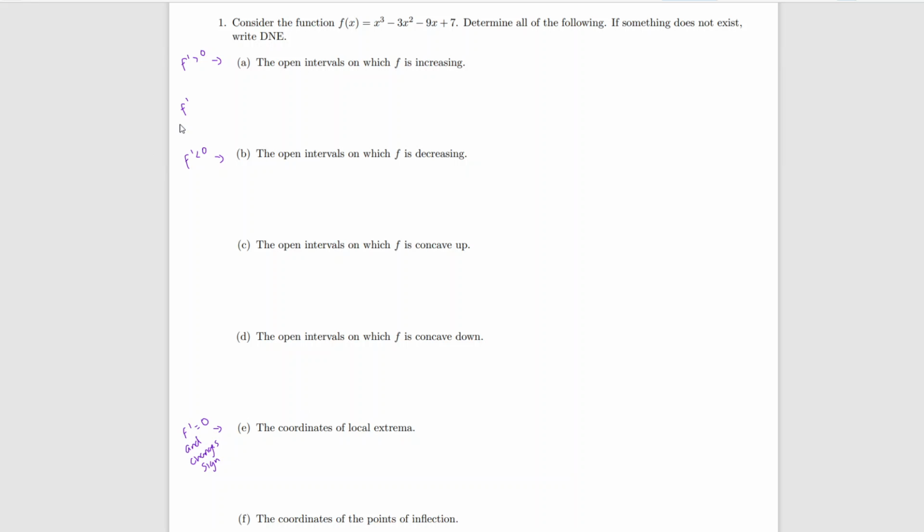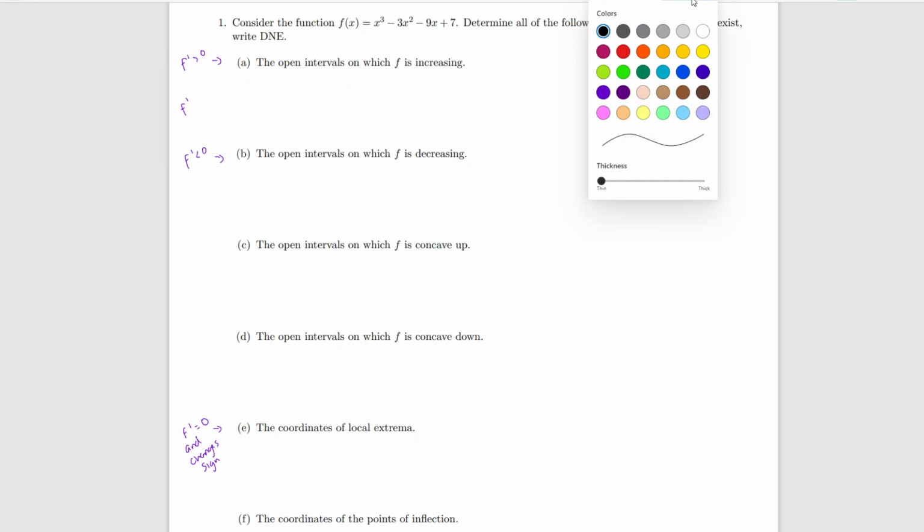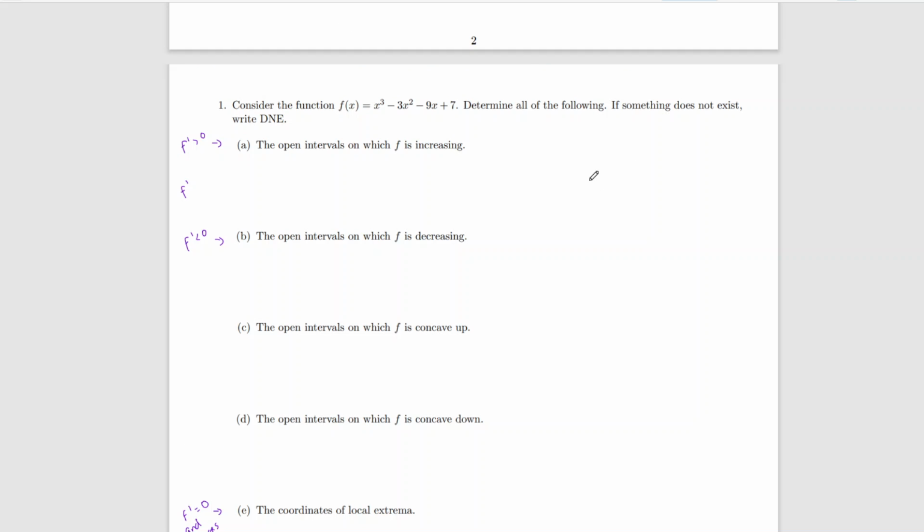But the idea is, doing parts A, B, and E, we're going to just work with the first derivative and we don't even care about the second derivative. So let's go ahead and do that. First thing to do, compute the first derivative. So f prime of x equals, well, the derivative of x cubed is 3x squared, minus the derivative of 3x squared, which is 6x, minus the derivative of 9x, which is 9, plus the derivative of 7, which is 0.